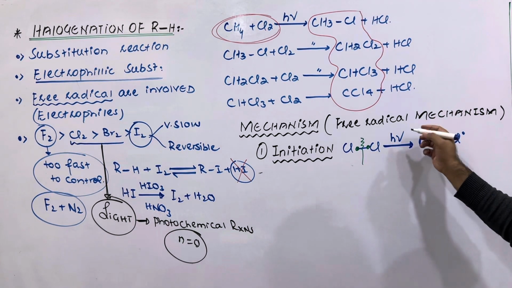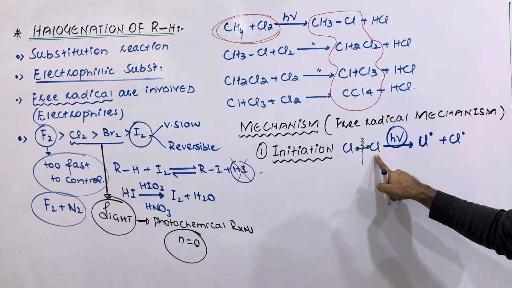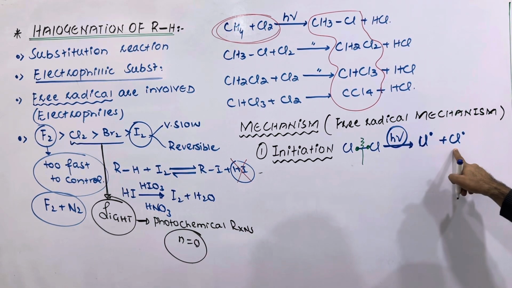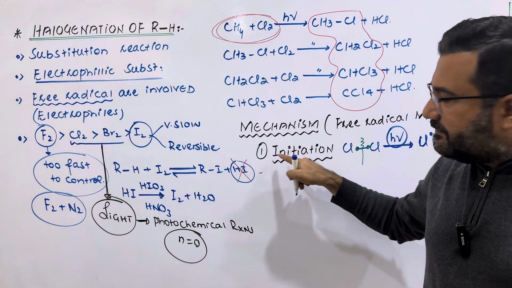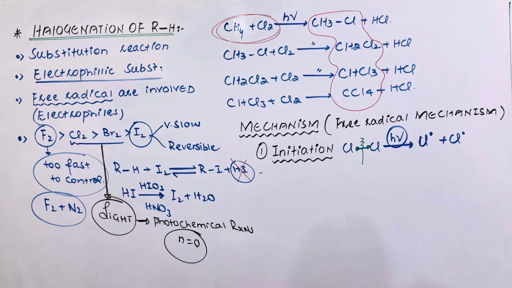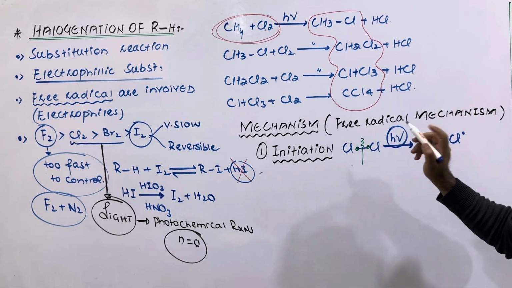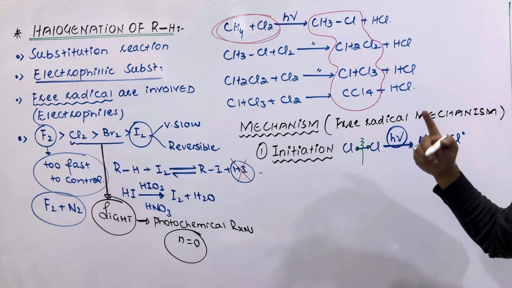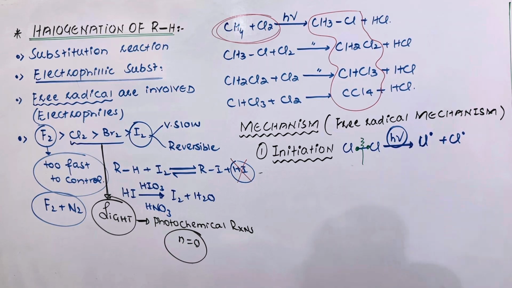My dear students, if there will be no light, there will be no homolytic fission and no chlorine free radicals will be produced, the reaction will not be initiated. So light is a must for the chlorination of any alkane. And greater the intensity of the light, meaning more photons the light has, more chlorine molecules will be changed to chlorine free radicals.